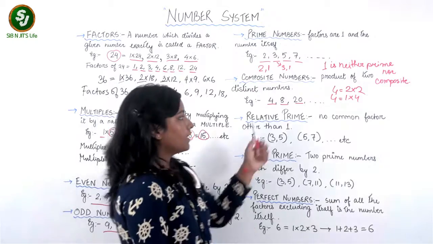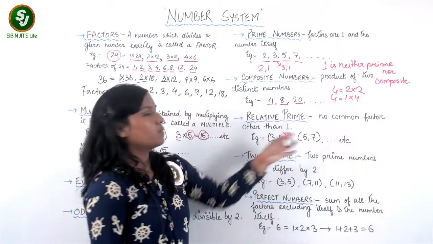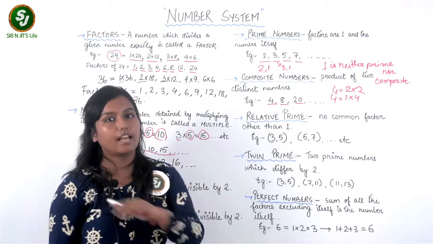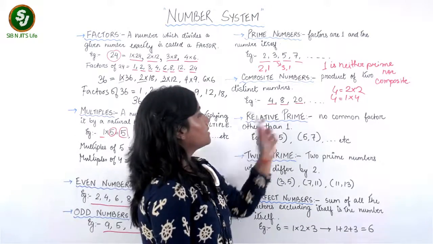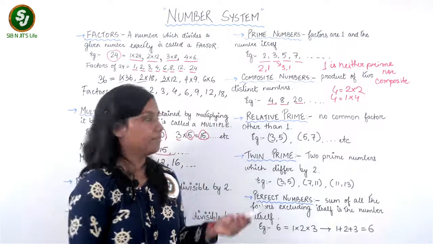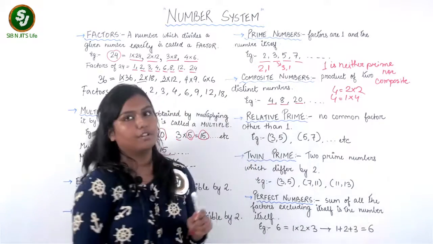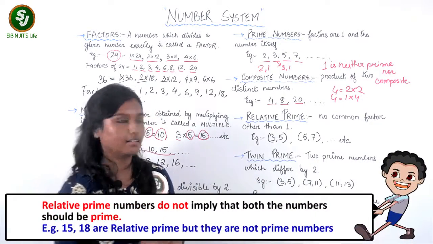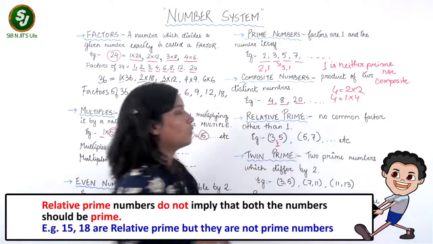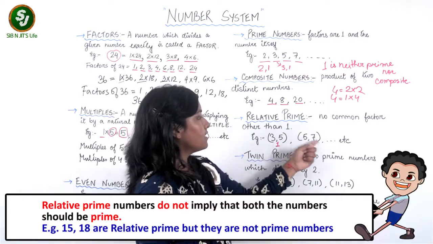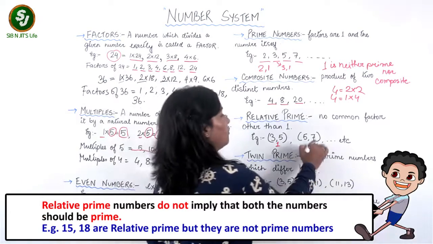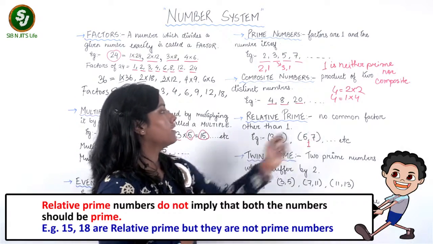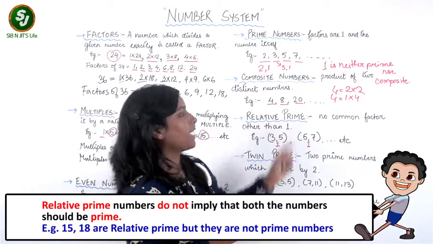Okay, after prime and composite numbers, let's check the relative prime numbers. What are they? No common factor other than 1. So when you get two numbers and the common factor is only 1 and no other number, such numbers are termed as your relative prime. Now you see 3 and 5. What are the common factors between 3 and 5? Only 1. 5 and 7 also have a common factor of 1. So these pairs of numbers can be termed as relative prime numbers.